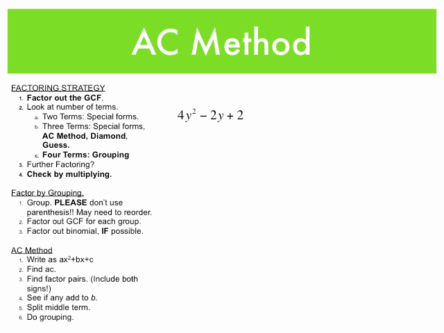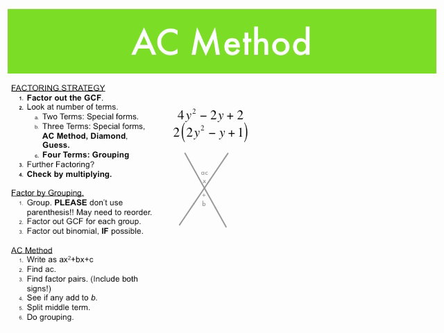4y squared minus 2y plus 2. Now I've been a little bit lazy about making sure that we did something at the very beginning. What are we always supposed to look for? We're always supposed to factor out the greatest common factor. Each of those terms had a 2, so I want to factor out the 2, and I'm left with 2y squared minus y plus 1.